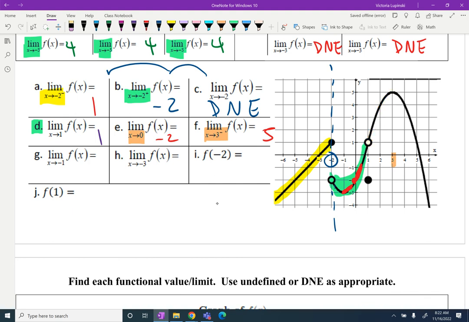Okay, now you're approaching -1. So look at the graph. Here is where -1 is. If there's no left or right side, it means you're approaching from both. So are those two orange pieces heading to the same y value? And if so, what is it? -3.